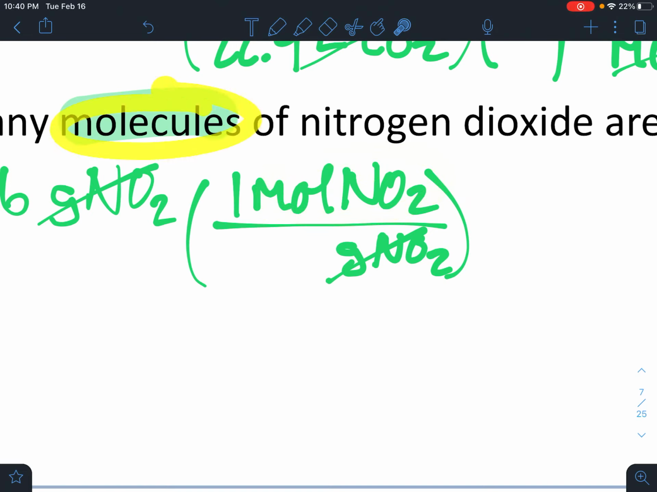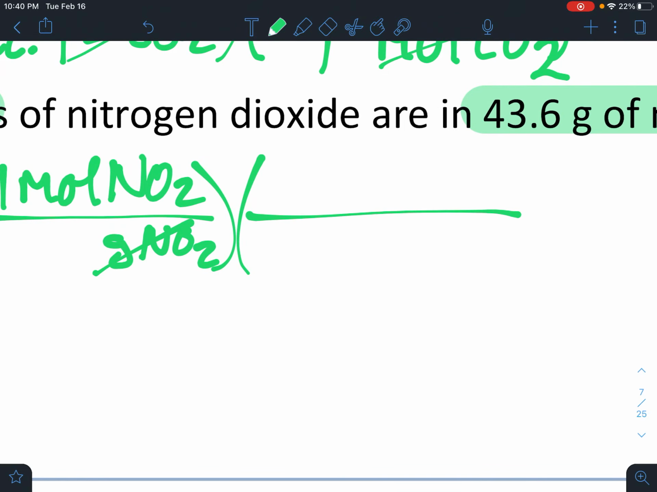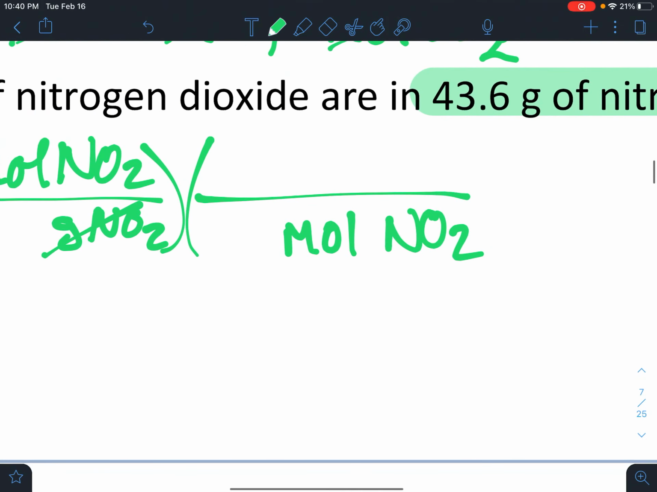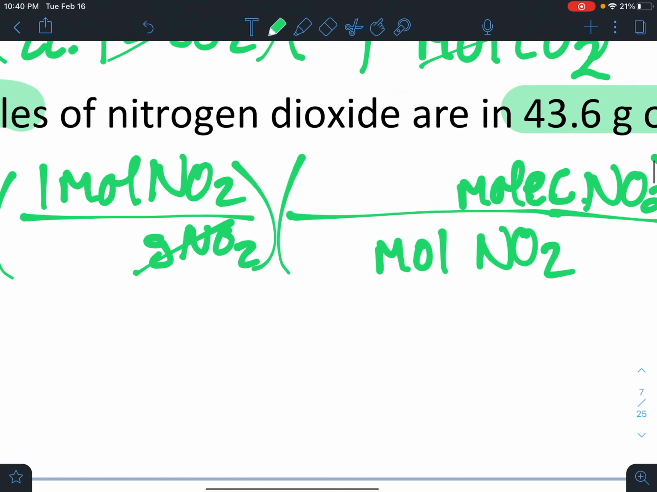But we don't want moles. The question is asking for molecules. So we have to use our 6.022 number. We've got to set it up so that things can cross off though. Because we're left with moles in the top and we don't want moles, we want molecules. We want to be able to cross this moles off, so we have to put moles in the denominator. So we put moles of NO2 down here. And then the question is asking for molecules, so we put molecules. We'll do molec, so it doesn't look like moles. Molecules of NO2 up top. Now we're able to cross off moles and we're left with molecules.